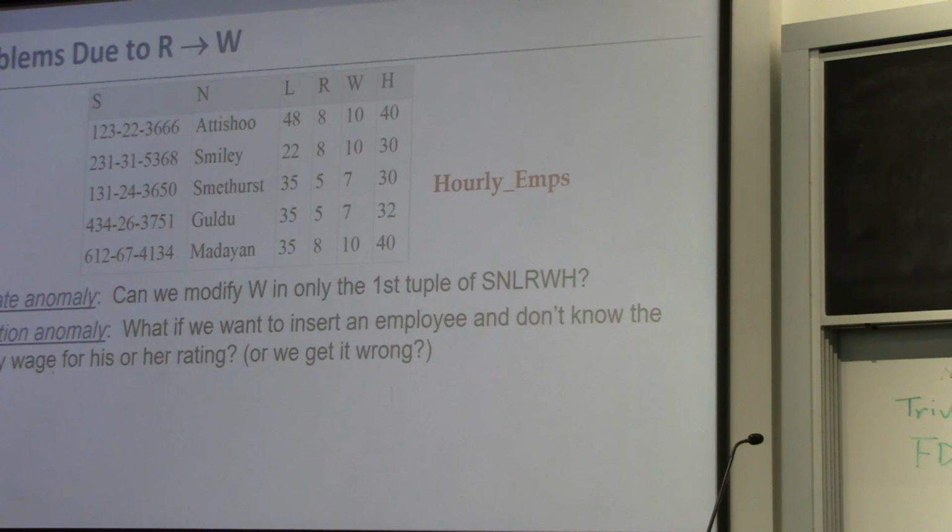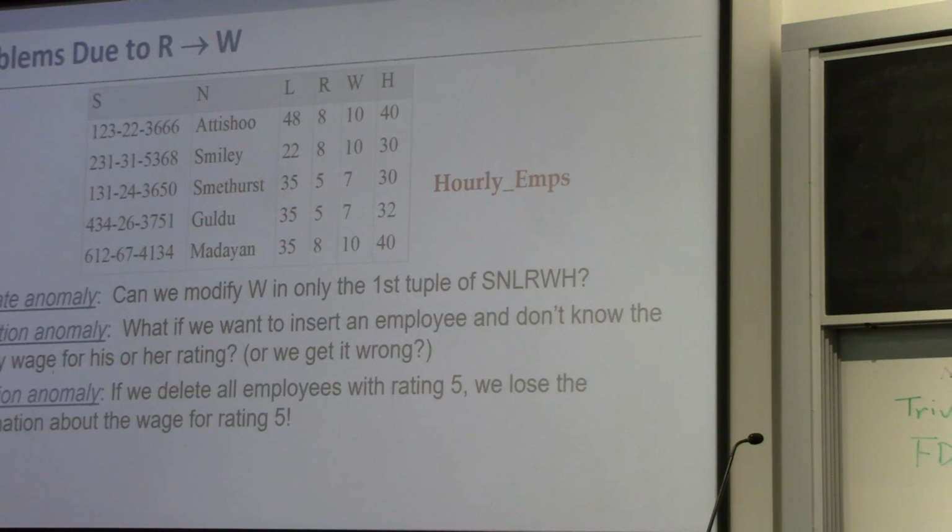So that's what we call insertion anomaly and deletion anomaly, right? Insertion and deletion anomaly actually come hand in hand. These two go together. So what's the fix? What's a simple fix to all these issues? Exactly. Make another table with just the rating and wage.